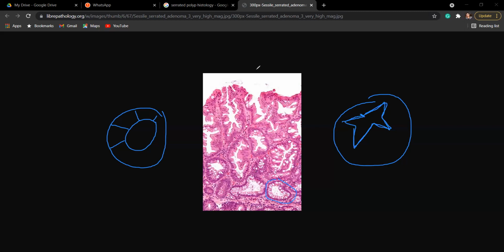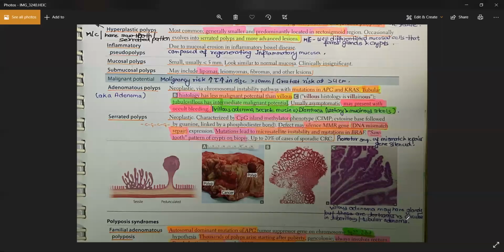Is that okay? The histology. Yes. Okay, so whenever you encounter this kind of histology, with these projections and this kind of crypts, that means it is a serrated polyp. That's exactly what you will see in the hyperplastic polyp also. And please note, this is the most common type of polyp in humans, the hyperplastic polyp.